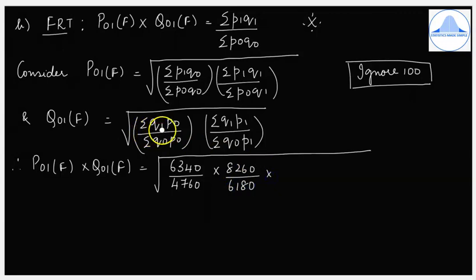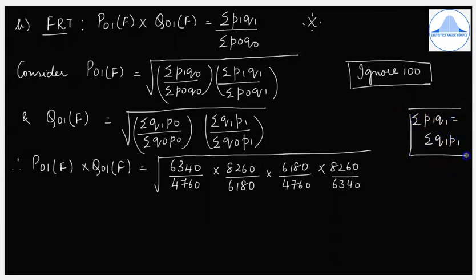So into next summation Q1 P0. So summation Q1 P0, please see carefully from the table, is 6180 and summation Q0 P0 is 4760. Summation Q1 P1 is 8260 and summation Q0 P1 is 6340. Now note that summation P1 Q1 will be the same as summation Q1 P1. So check the values carefully from the table.